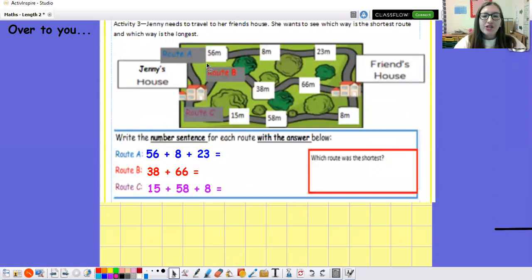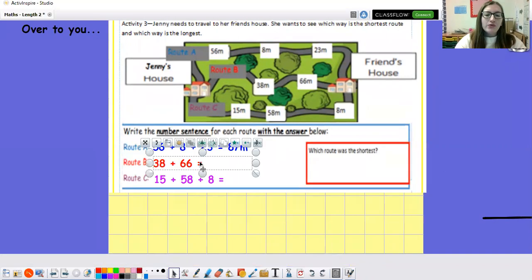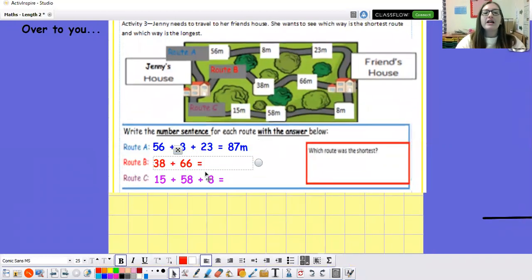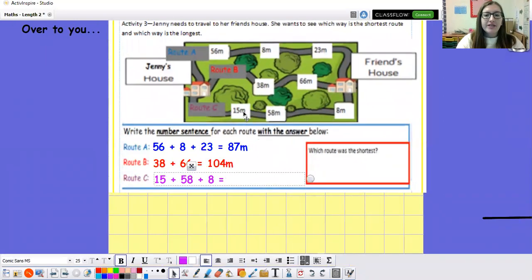So for route A, you should have done 56 add 8 add 23, and the answer you should have gotten is 87 meters. For route B, you should have done 38 add 66, and you should have gotten 104 meters. And for route C, you should have done 15 add 58 add 8, and you should have gotten 81 meters.